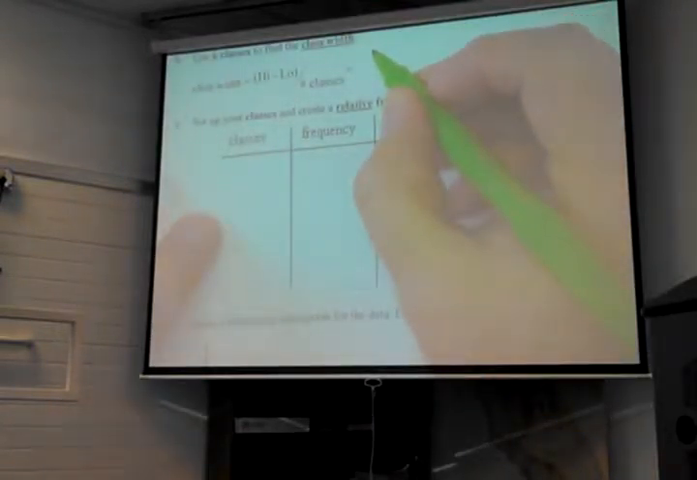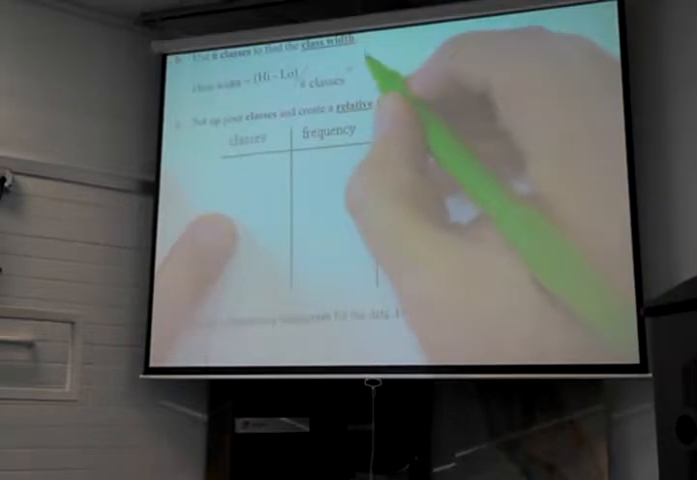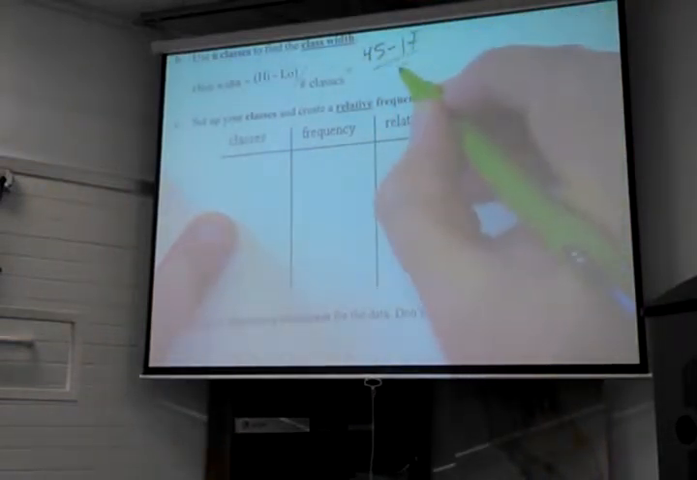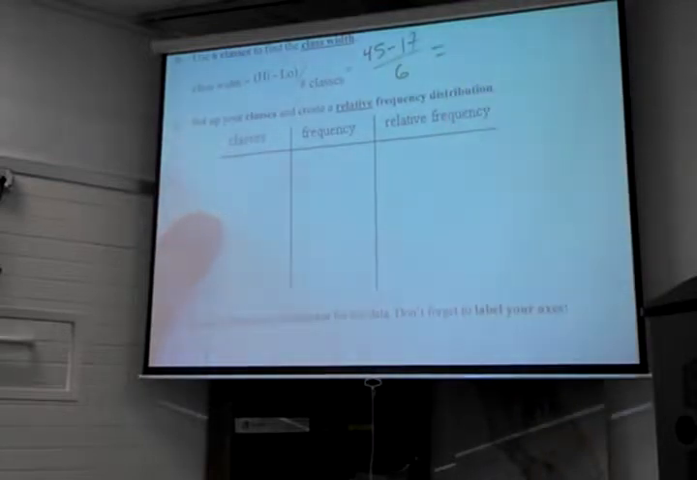So what was the highest data point? 45. And the lowest? 17. And when you divide that by 6, you get 4.6, blah, blah. So you round it up. You always round up if it's not already a whole number.